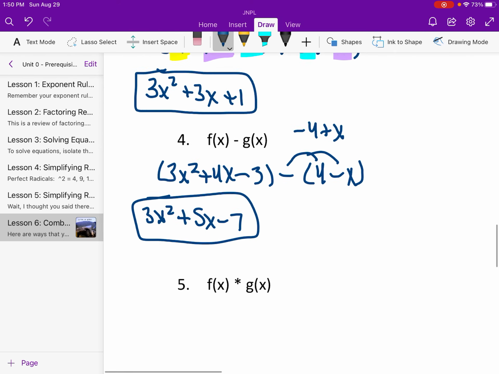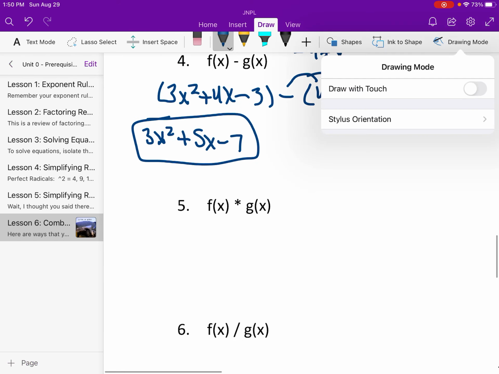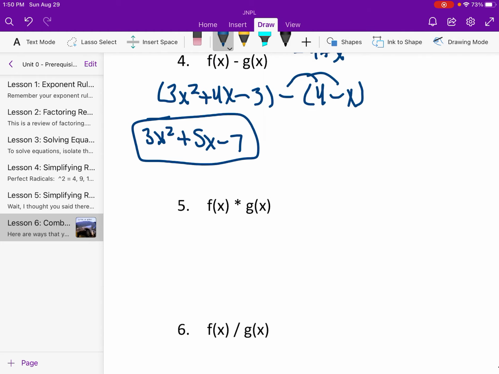Now, this one's a little bit more complicated. We're multiplying in number 5. So we'll do 3x squared plus 4x minus 3 times 4 minus x. Now, you can FOIL when there's 2 terms in each part, but there's 3 terms in the first part and 2 terms in the next. So that's not what we can do this time.